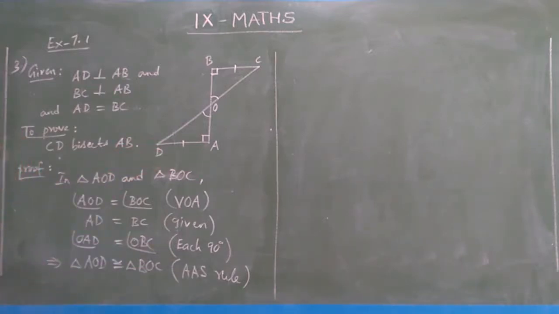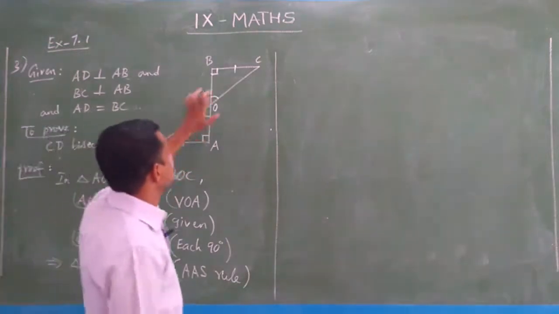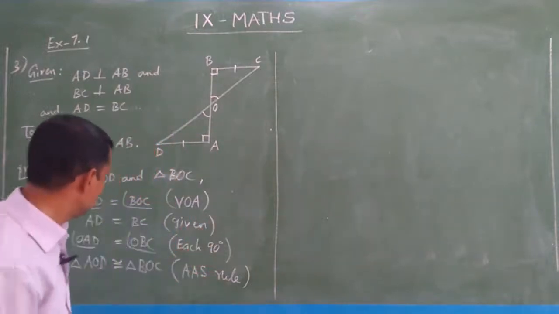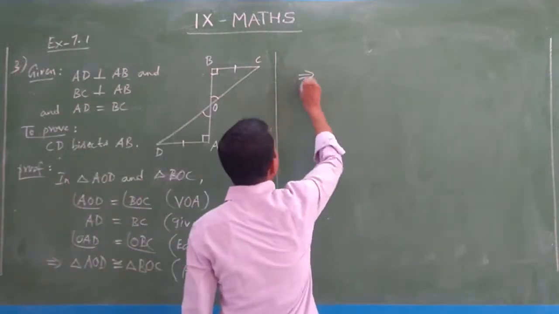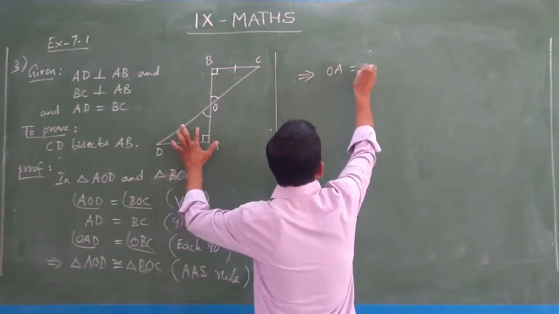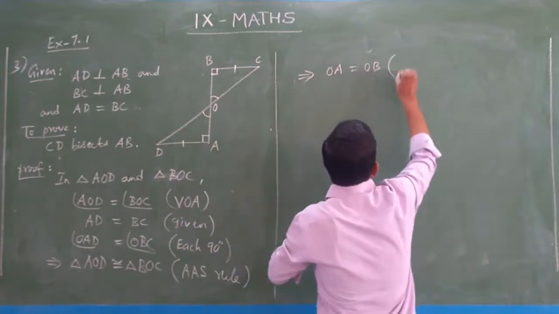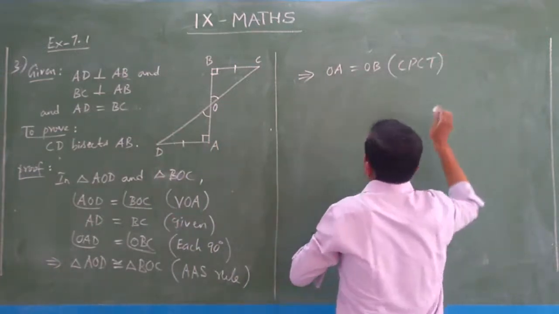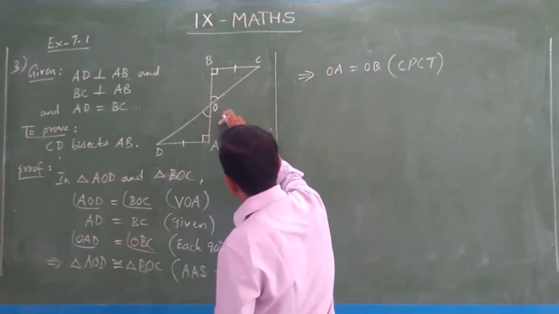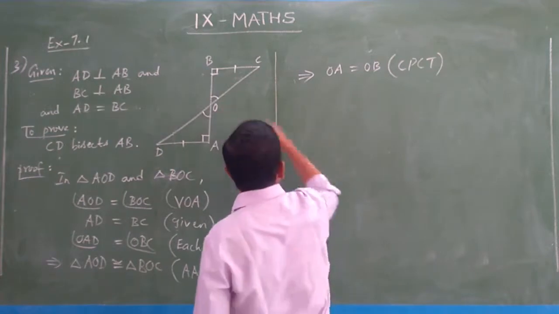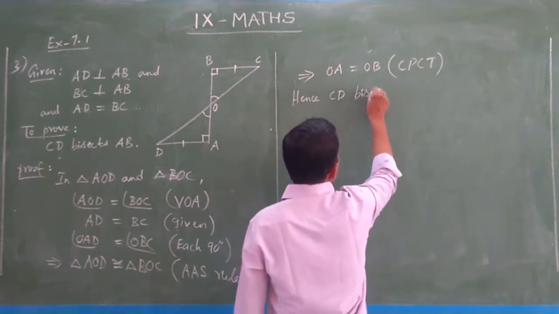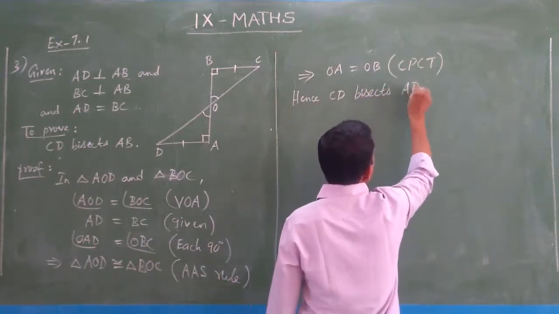And after proving that, we can say these two triangles are congruent, which means OA and OB are the corresponding pair of sides. So we can have this implies, first this triangle, OA is equal to OB because by CPCT we can say. And now these two are equal, which means we can say CD bisects AB. Hence CD bisects AB. That's all.